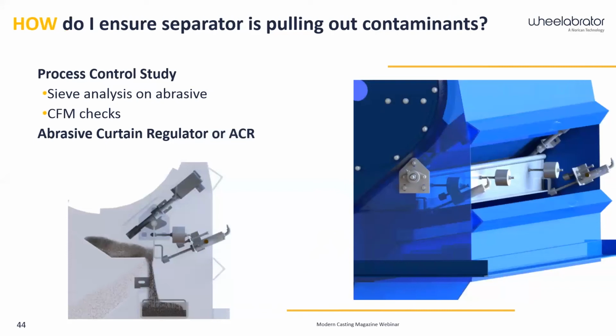Another one is just the process controls. If you do a sieve analysis on your abrasive, that's going to tell you so much just by doing that. It's going to tell you, is your separator functioning properly? Is your dust collector functioning properly? Do some CFM checks. Check the airflow across the lip of that separator. Check it in some of the other key areas like that. All of those things are going to help run your machine a little more efficiently.